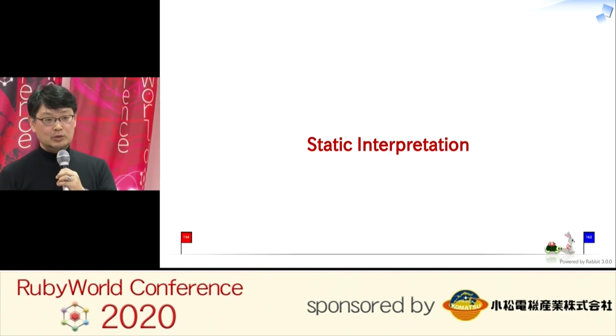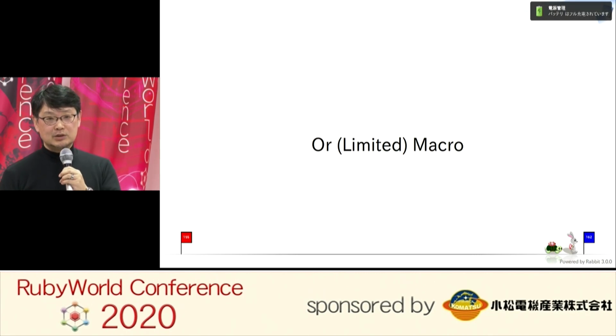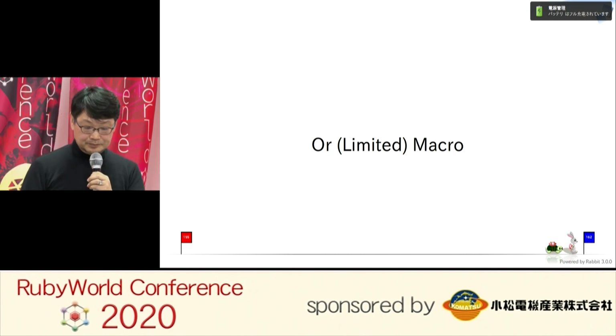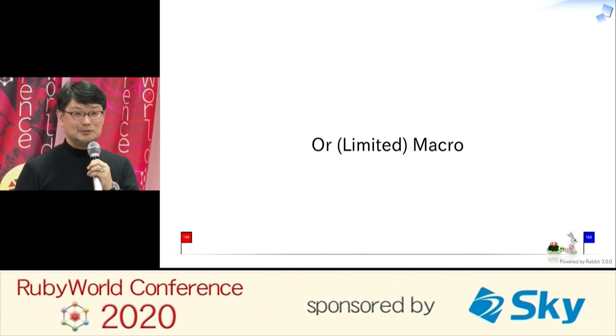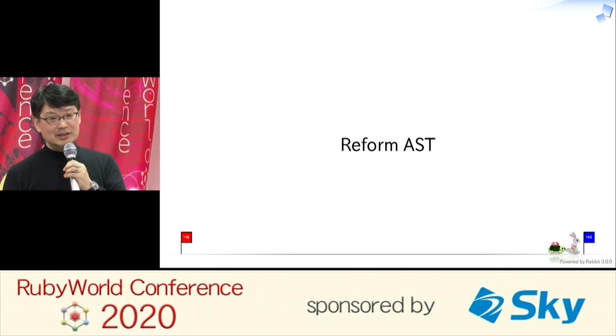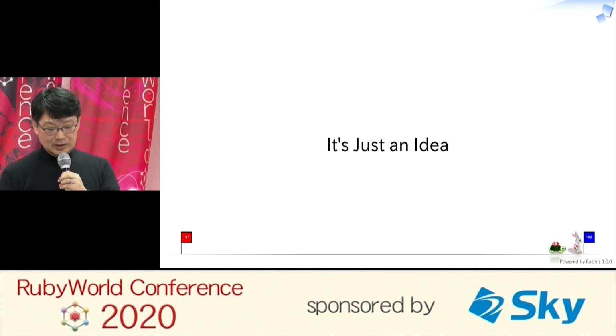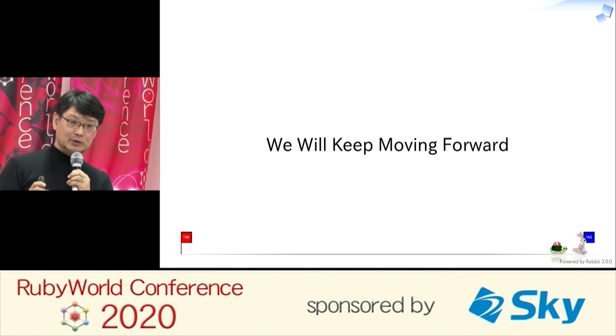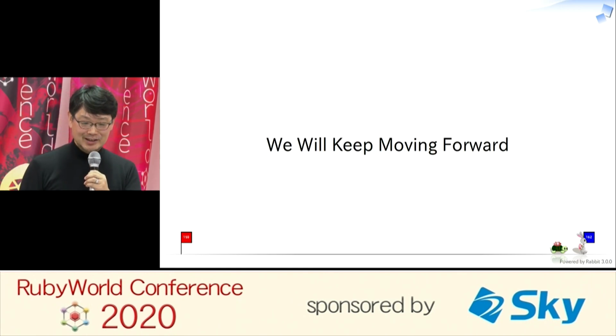Another thing is static interpretation. Interpretation of the code should be done in a static manner. More specifically, they say that they want to have a macro for Ruby. We may be able to offer some, and they can perform, we can reform the AST. It's just an idea. But anyway, we will keep moving forward.